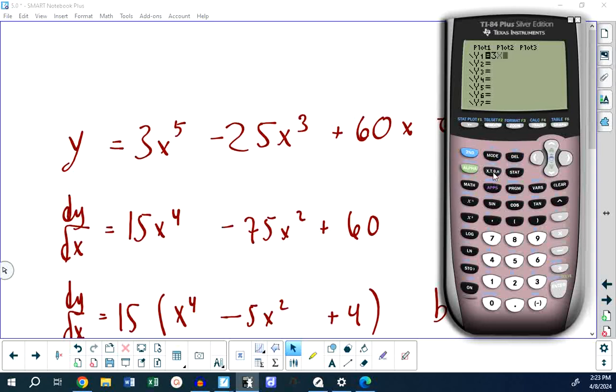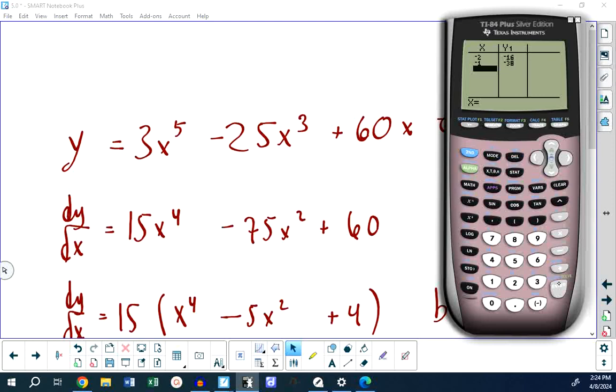So, 3x to the 5 minus 25x cubed plus 60x. Just to make sure, I'm going to set my table at ask. I want to make sure this is right. 3x to the 5 minus 25x cubed plus 60x. And I'm just going to go in here and negative 16. I think this one might be 38, negative 38.